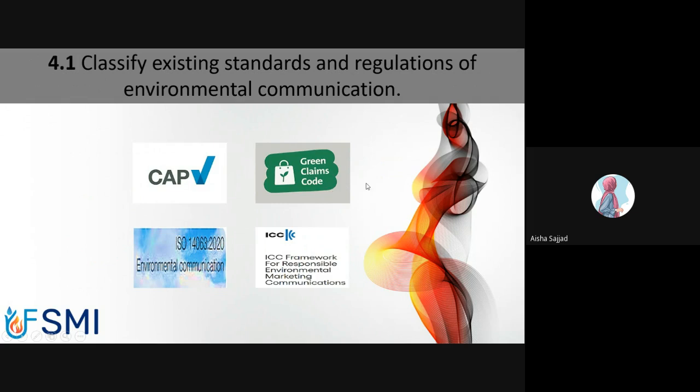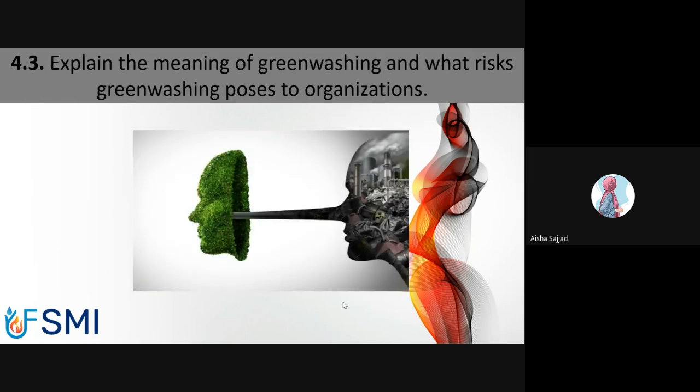And then another regulation is the Green Claims Code. And then we have ISO 14063:2020 on environmental communication. And then the ICC framework, which talks about how your organization's marketing and communications need to be very, very responsible. Otherwise, you will have to face penalties. So as a consultant for an organization, you can tell the organization that its communication and activities need to be very much within these standards and regulations. Otherwise, penalties will have to be faced. And these are the partner organizations that this organization can have.